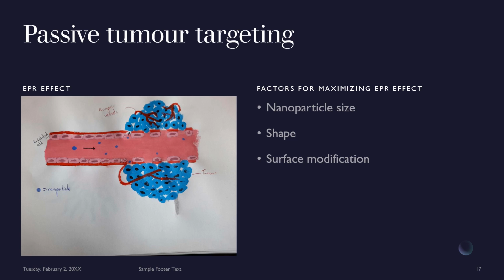Factors for maximizing EPR effect include nanoparticle size. Larger particles have a greater drug-loading potential, but smaller particles can overcome more biological barriers to reach the specific disease site. Shape. Internalization of needle-shaped nanoparticles by endothelial cells was 150% higher than spherical-shaped nanoparticles. Surface modification. The most preferred coating is polyethylene glycol. It results in improvement in the blood circulation half-life of nanoparticles.